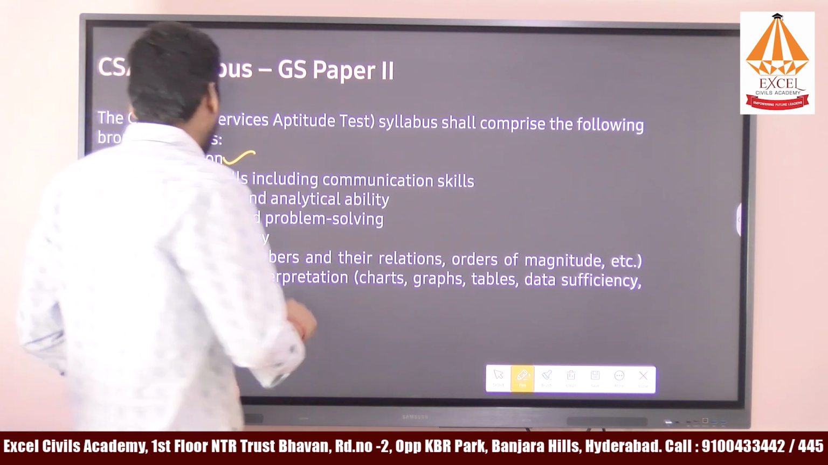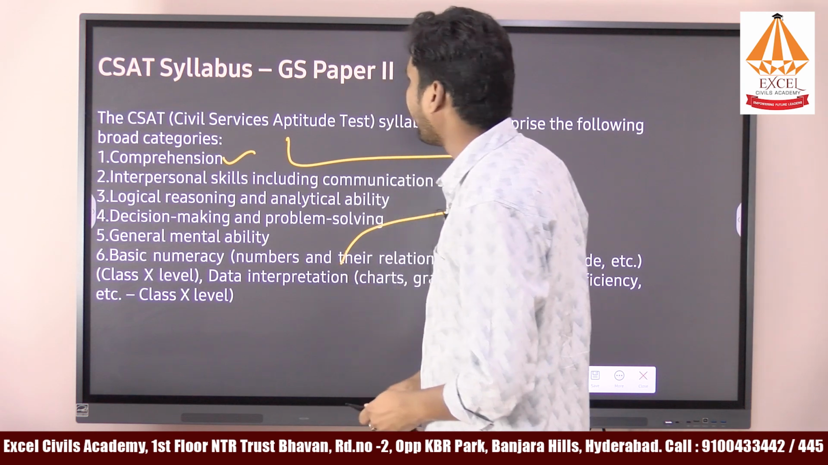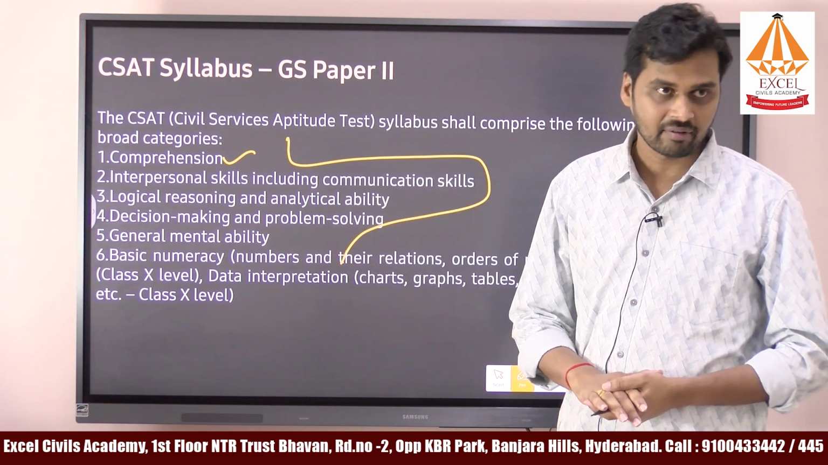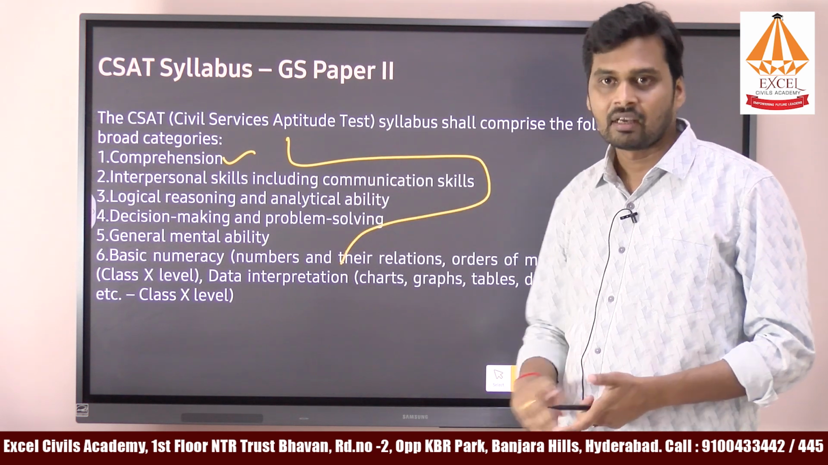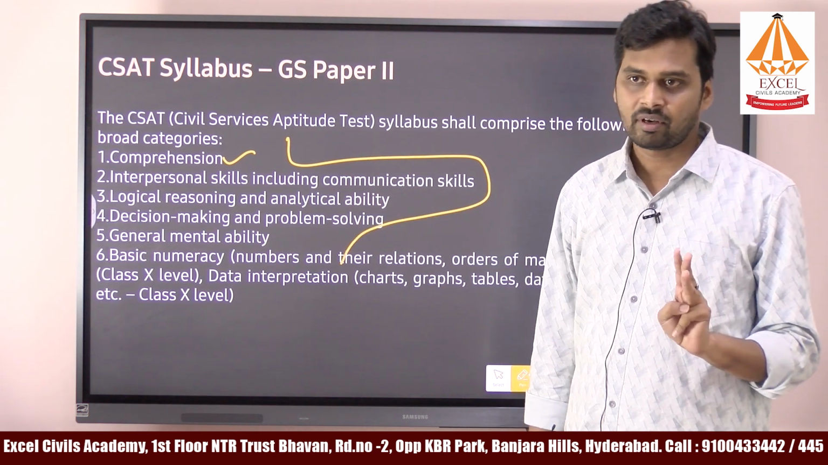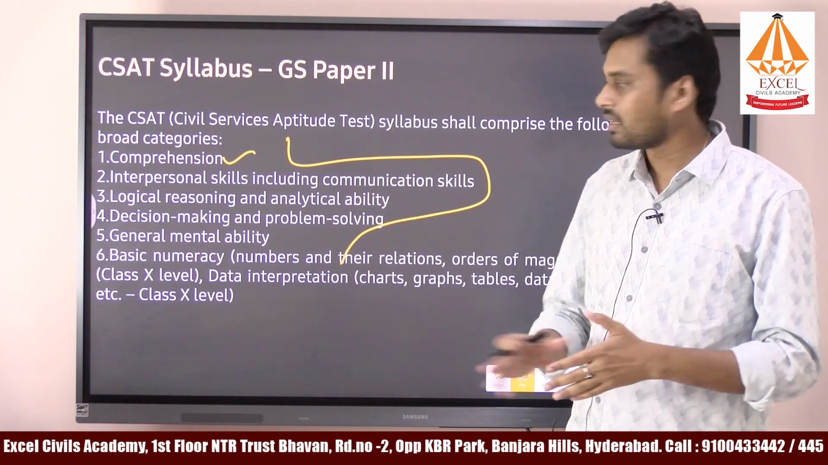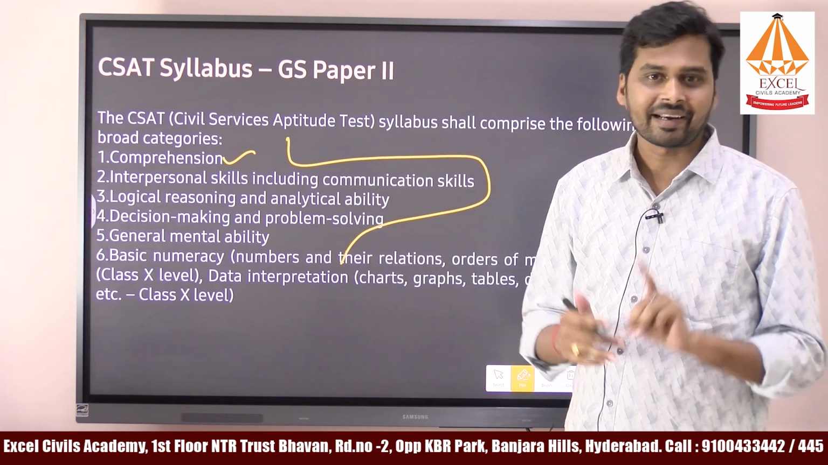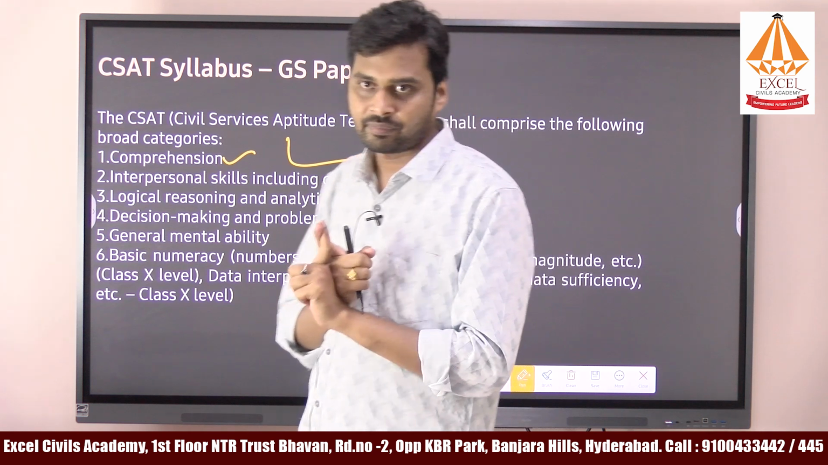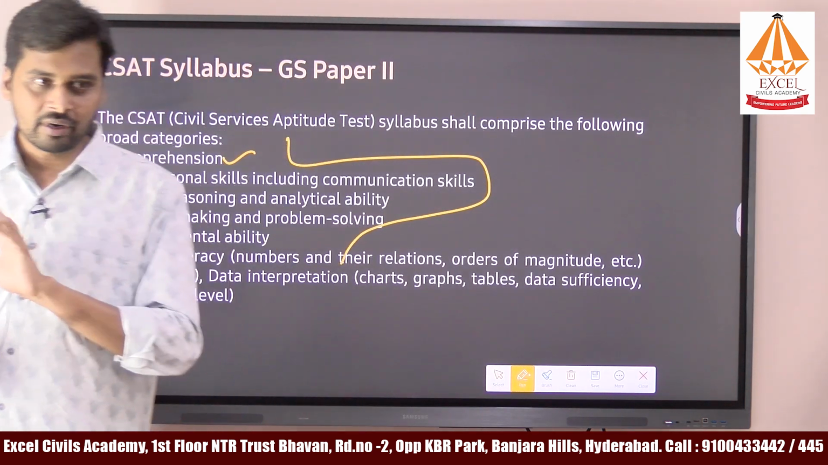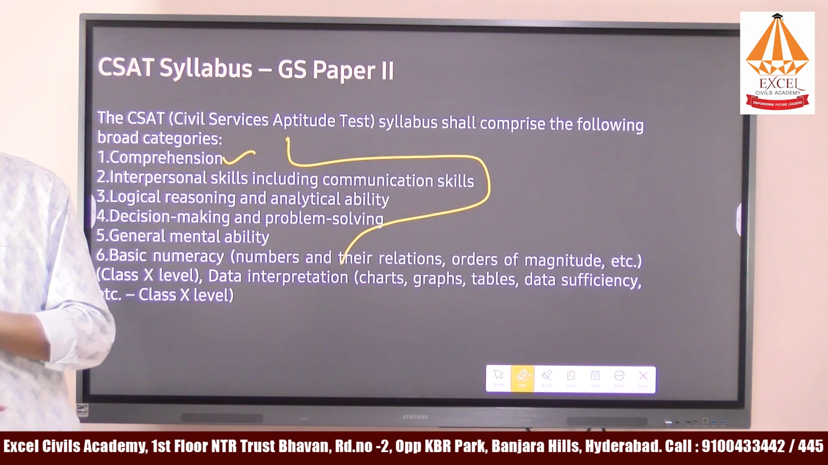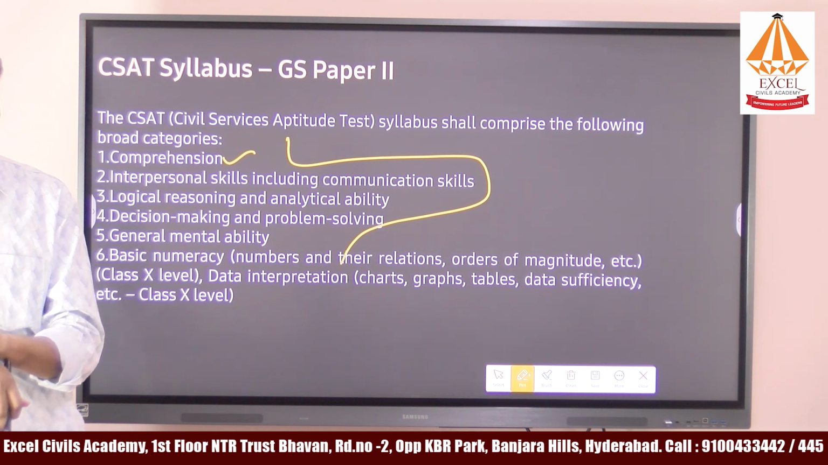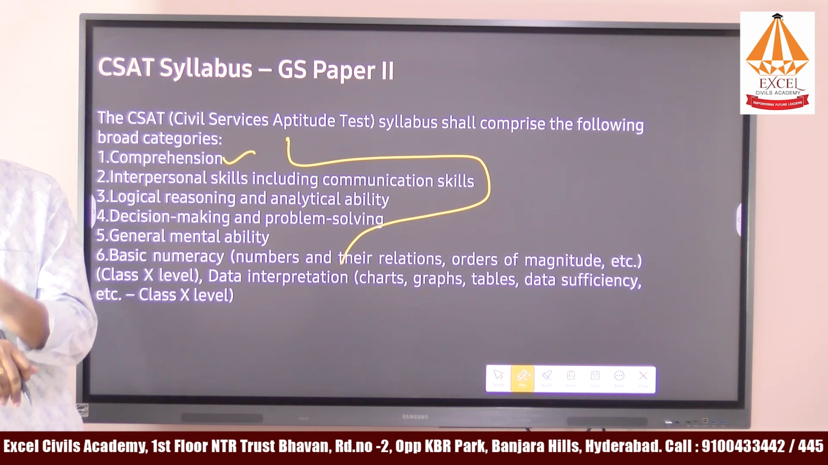So it was mentioned like 6 different categories. But let me put it in simple words. What are the different subjects we have? Even though 6 were mentioned, we have only 3 subjects. CSAT comprises only 3 subjects. This is the official syllabus, and everything comes under only these 3 subjects. The first one is English comprehension. We don't have any grammar or anything apart from comprehension. Strictly it is confined to English comprehension.